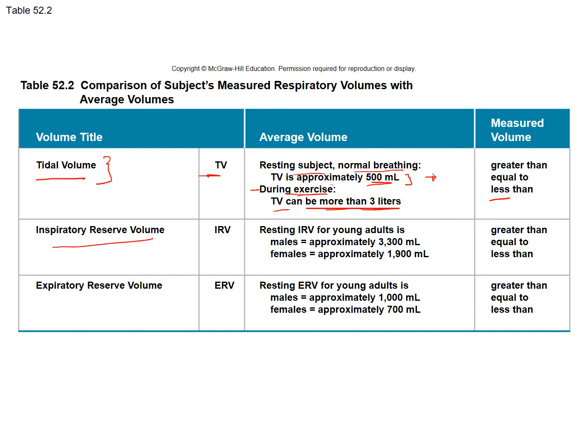Respiratory reserve volume, remember, when you take a deep breath, right? The resting inspiratory reserve volume for young adult males would be about 3,300 milliliter. For the females, it's 1,900 milliliter. Expiratory reserve volume, which is forced expiration. The resting expiratory reserve volume for young adult male would be approximately 1,000 milliliter. For female, approximately 700 milliliter.